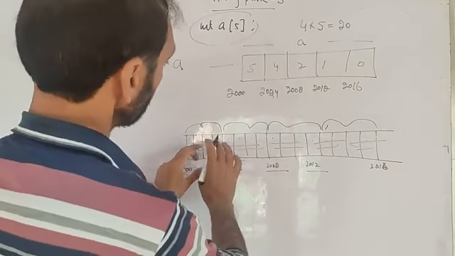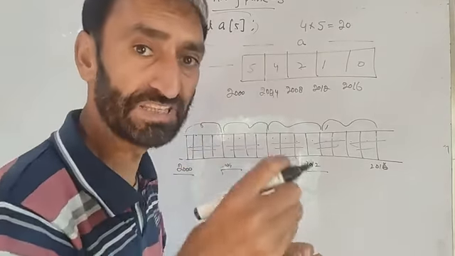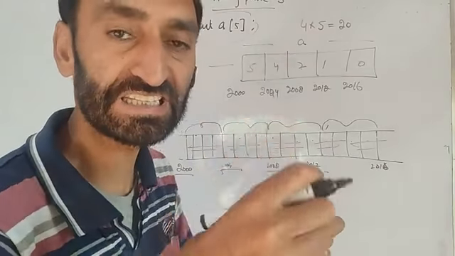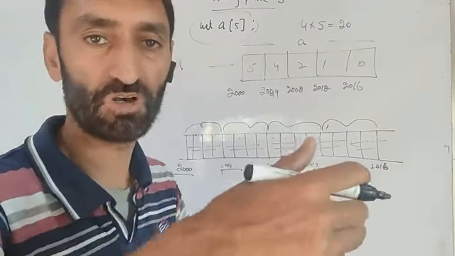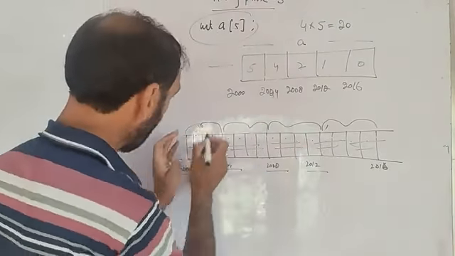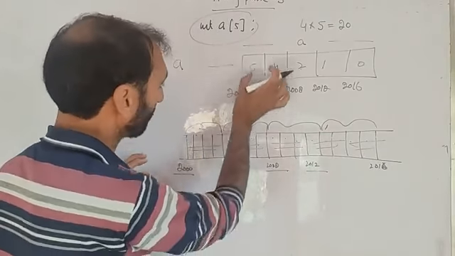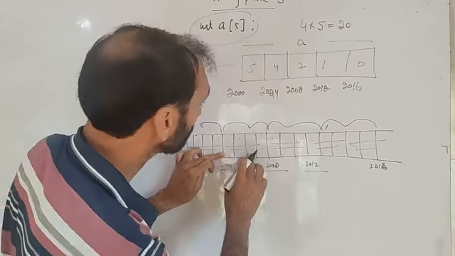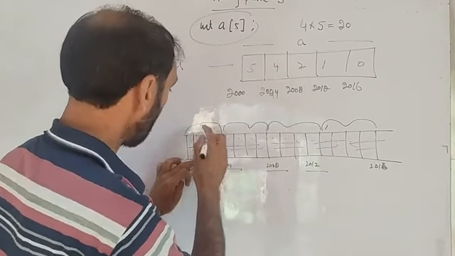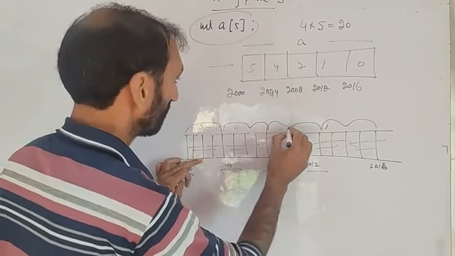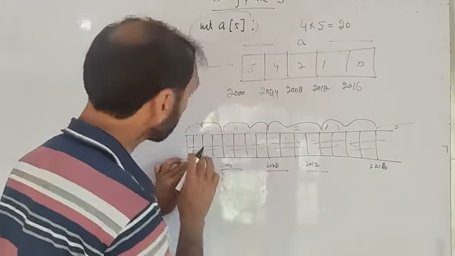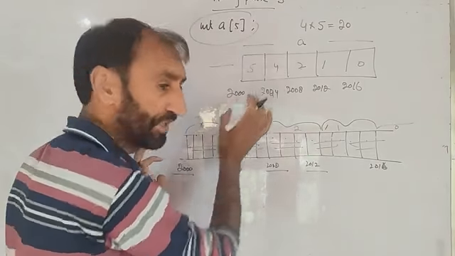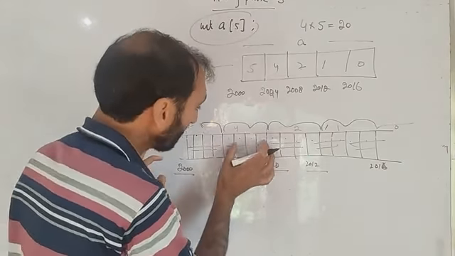In arrays, the elements are placed in contiguous memory locations. The elements are stored in consecutive memory locations, so the array elements sit one after the other. They are stored in the contiguous memory location.